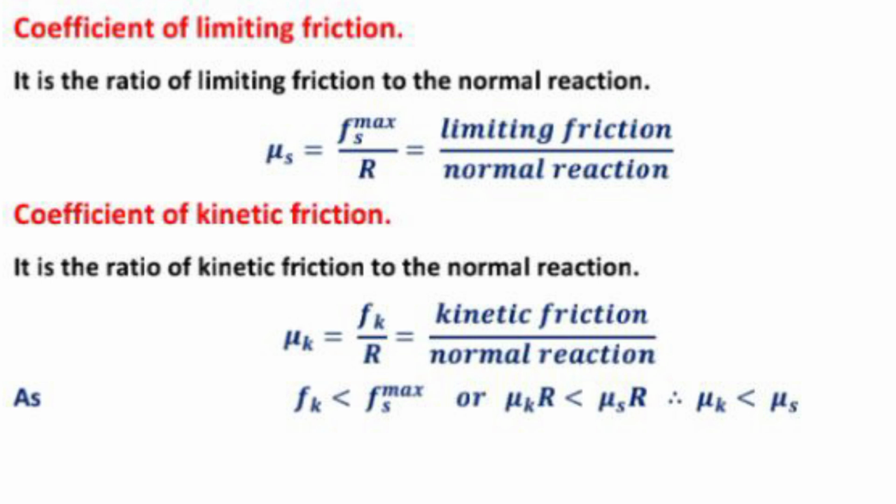Angle of friction. What is the angle of friction? It is the angle that the resultant of the limiting friction and the normal reaction makes with the normal reaction. If theta is the angle of friction, then tan theta equal to mu. Mu is the coefficient of friction.